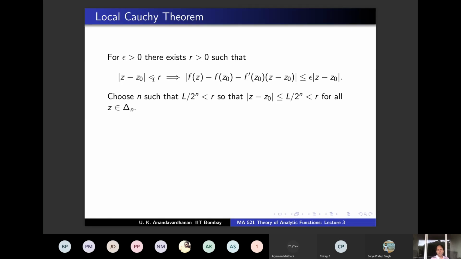Okay. Now choose an n such that L by 2 power n is going to 0, right? So choose an n such that L by 2 power n is less than this R, so that mod z minus z naught is less than or equal to L by 2 power n for all z in delta n. This is okay, no? Because choose a very small triangle delta n so that if you take any z in delta n, z naught belongs to all the delta n's. So z and z naught both are in delta n and the difference will be less than the boundary of the triangle. No, these are 2 points from the closed triangle. The distance between those two will be less than the boundary, which is much bigger, and the boundary itself is L by 2 power n.